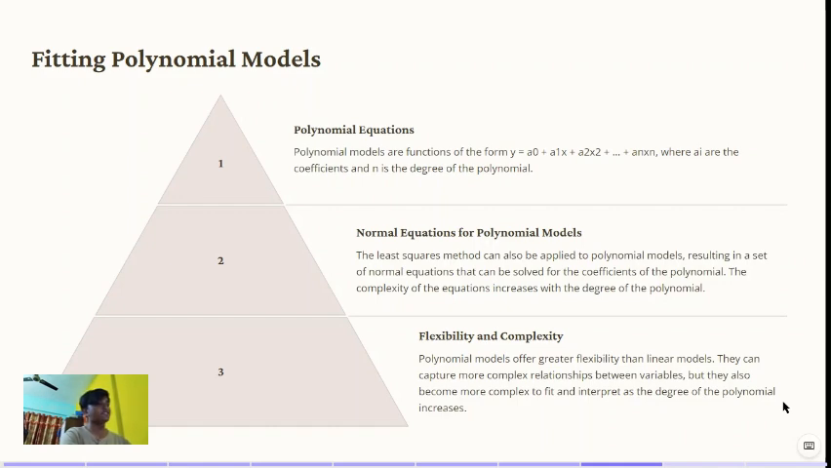Flexibility and complexity. Polynomial models offer greater flexibility than linear models. They can capture more complex relationships between variables, but they also become more complex to fit and interpret as the degree of the polynomial increases.